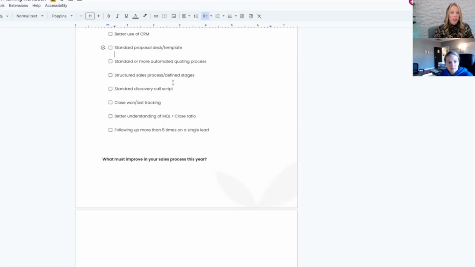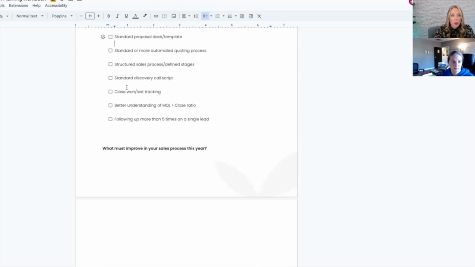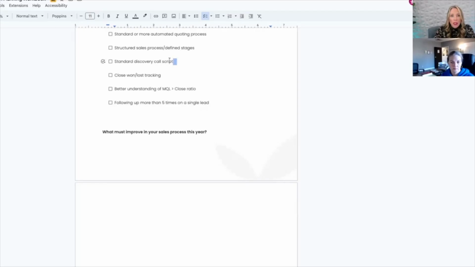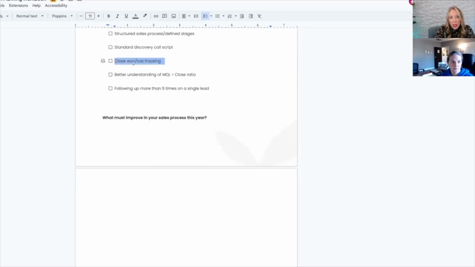You can't scale these things if this is not set up correctly for you to be able to pass it along to someone else. Do we have a standard discovery call script? I have a set of questions that I cannot close the call without asking, which really, again, helps me qualify folks. Do we have a good way to track who we lose?